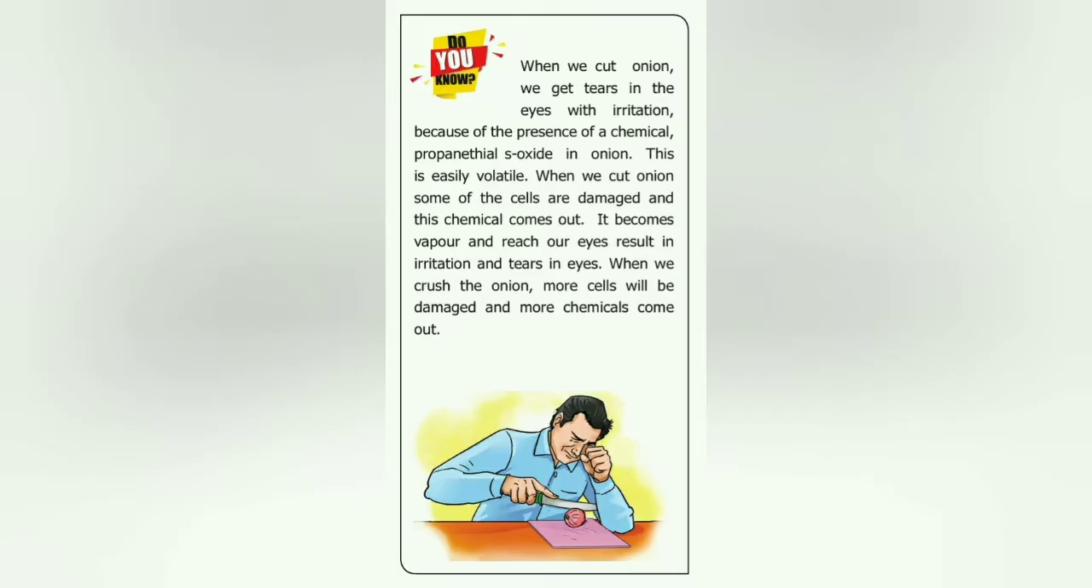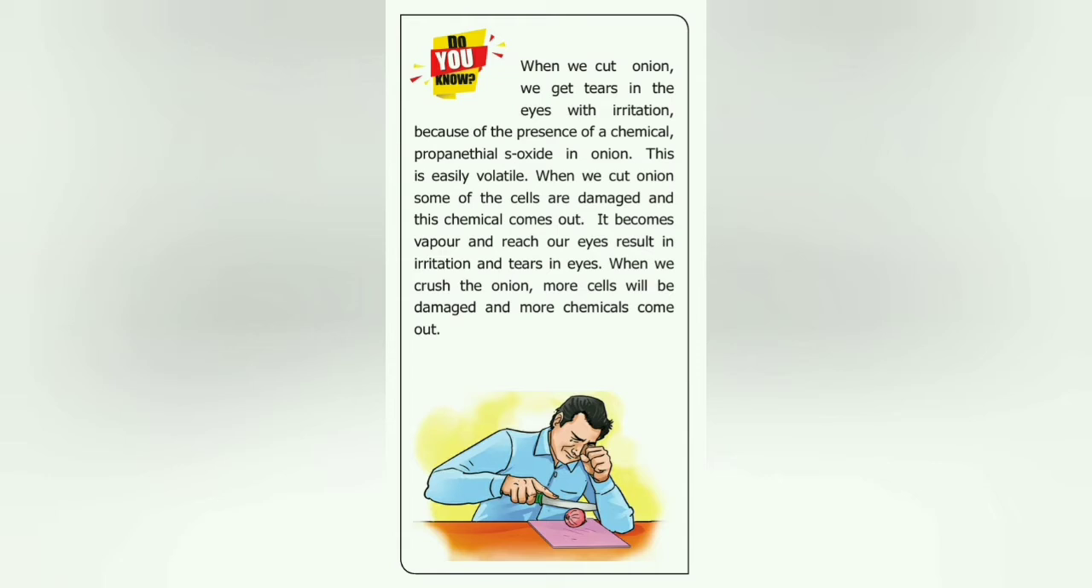Let us know something new. When we cut onion, we get tears in the eyes with irritation because of the presence of a chemical substance called propanethial S-oxide in the onion. Yes, it is easily volatile.